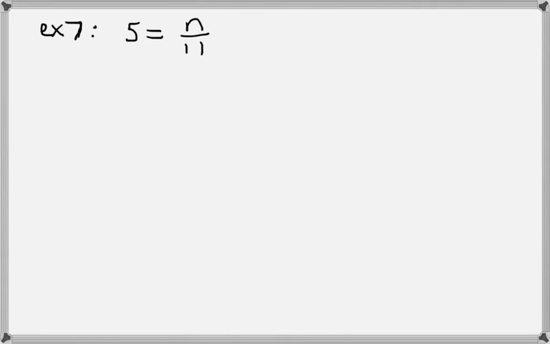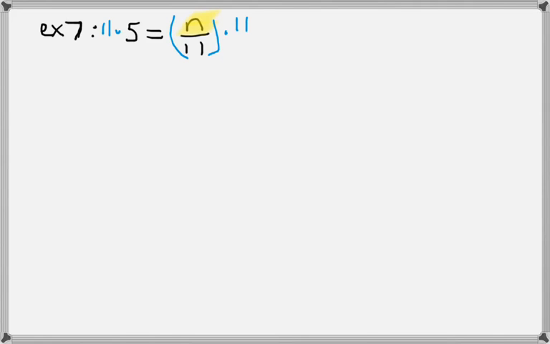Let's look at another example. In this example, it looks a little bit different yet again. Here we have 5 is equal to n divided by 11. Looks scary and evil because it's a fraction, but all a fraction really is, is division. So, same steps as before. What are we trying to solve for? We're trying to solve for that n. We want to get it by itself. What is preventing it from being by itself? That divide by 11 is preventing it. How do we undo division? We need to multiply. So we would need to multiply both sides by 11.